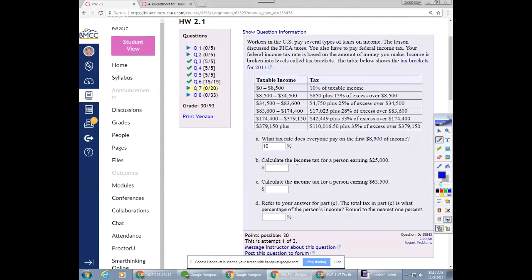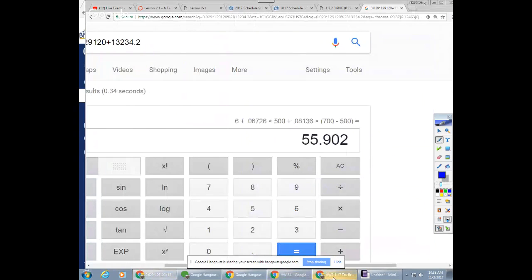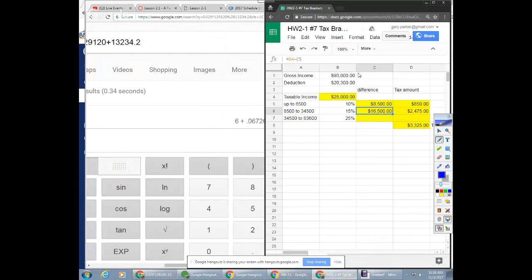Okay, calculate the income tax for a person that earns 25,000. 25,000 puts them in this category right here, the second one. So we have to turn this into a calculation. It's going to be 850 plus the excess over 8,500 times 15%. So I'm going to go over to my spreadsheet and see if it will do that for me. Where'd my spreadsheet go? I lost it somewhere. There it is.